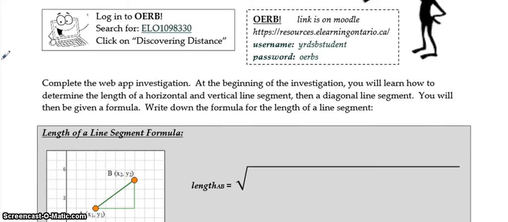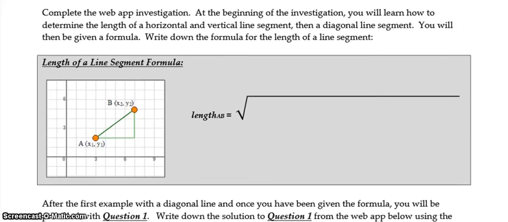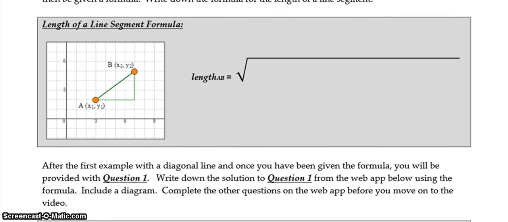So if you have finished it, what you would have found is that to find the length of this line segment, you can make a triangle, and this point right here would have the same x-coordinate as this point, so that would be x2, and it would have the same y-coordinate as this point right here, which is y1.